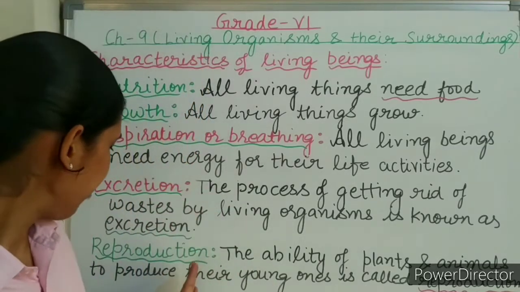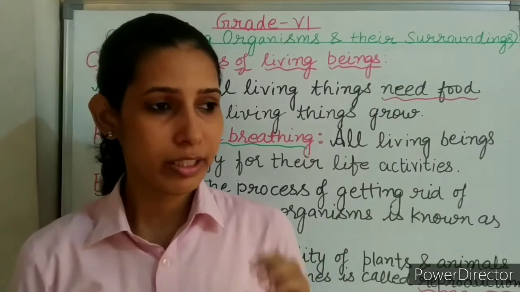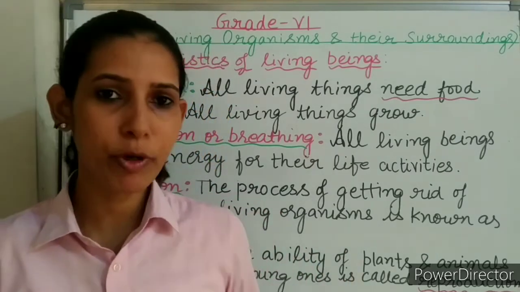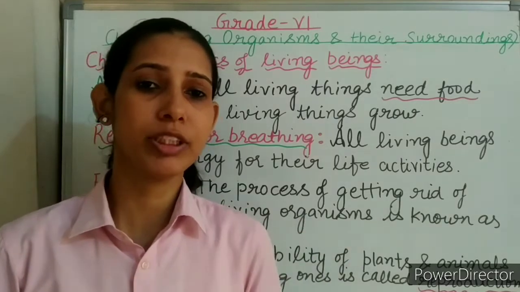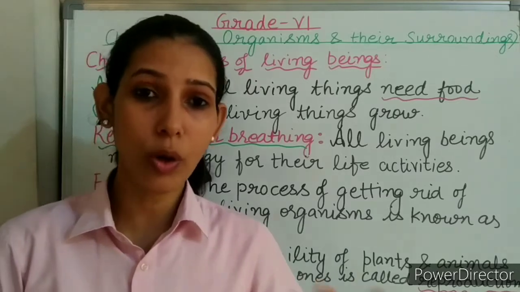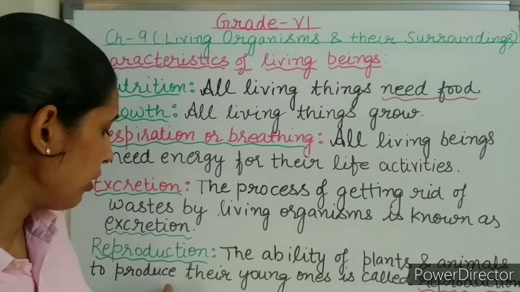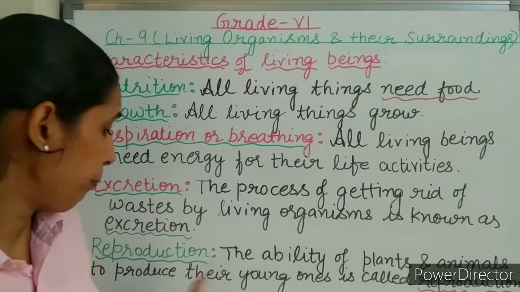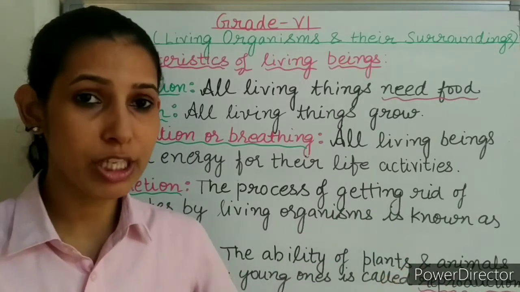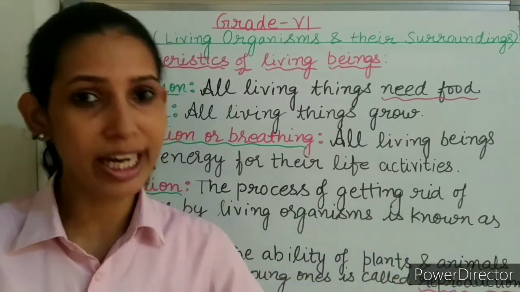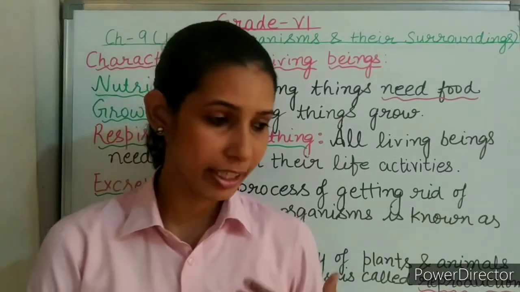After understanding excretion, next is reproduction. Living organisms reproduce. What is the meaning of reproduction? Reproduction is the process by which living organisms produce young ones of their own kind. All plants and animals reproduce, which means they produce their young ones. So the process of producing young ones of their own kind is known as reproduction. In plants, how do plants reproduce?